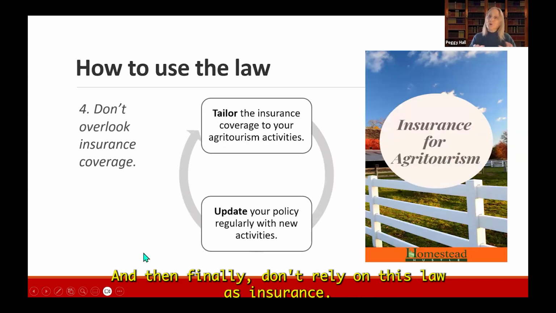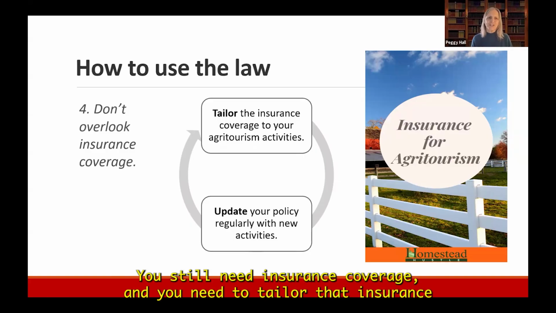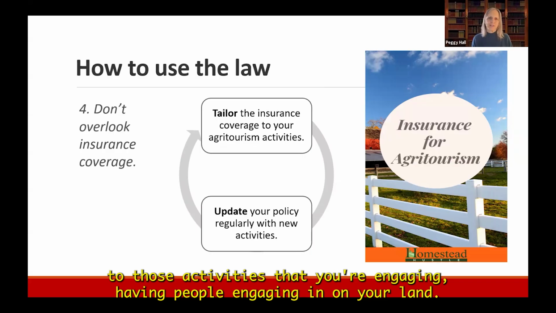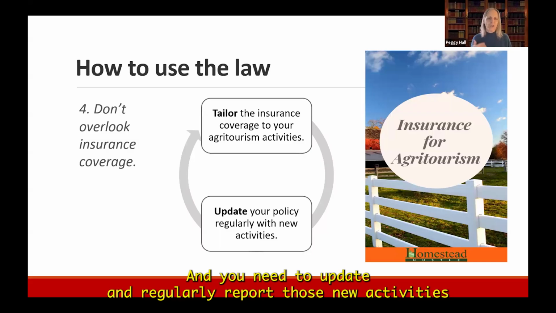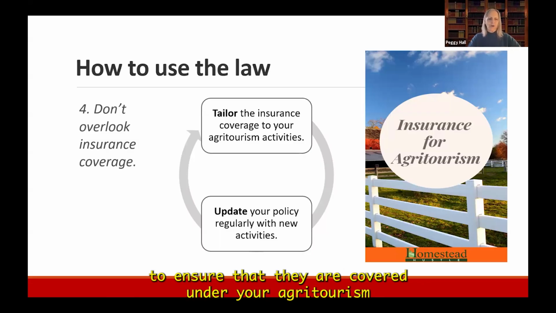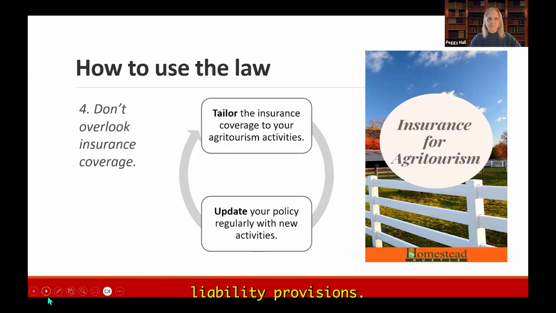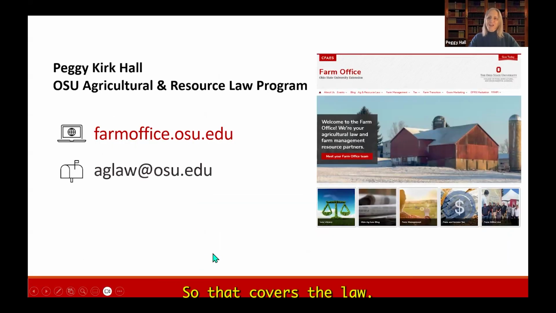And then finally, don't rely on this law as insurance. It's not insurance. You still need insurance coverage, and you need to tailor that insurance to those activities that you're having people engaging in on your land. And you need to update and regularly report those new activities to ensure that they are covered under your agritourism liability provisions. So that covers the law.